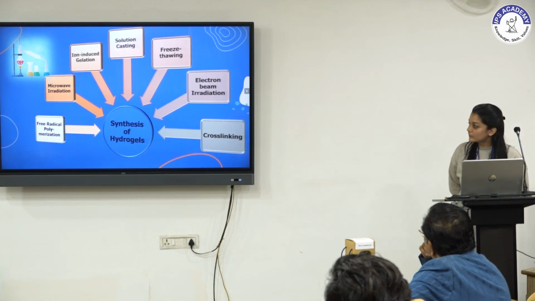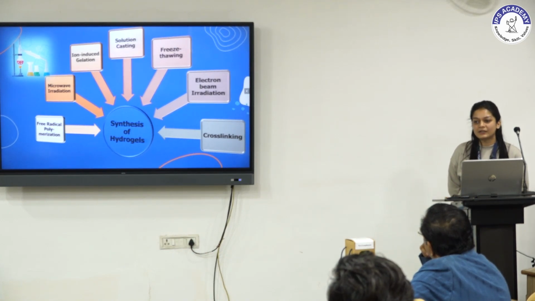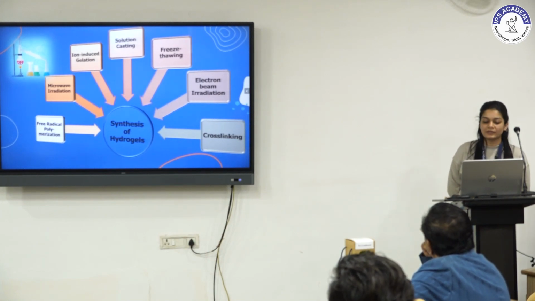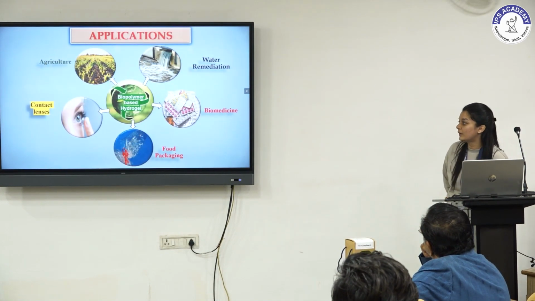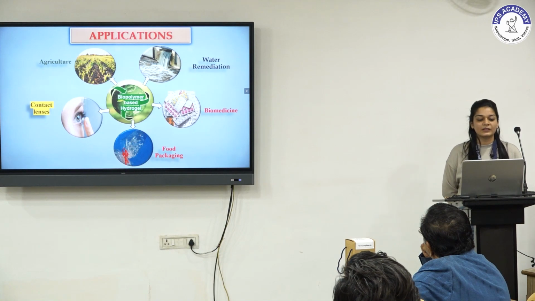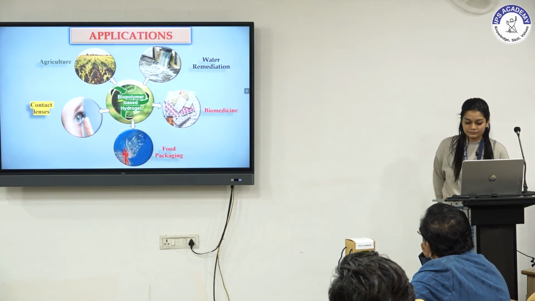These are the methods of synthesis of hydrogels. We can synthesize hydrogel by microwave irradiation, freeze thawing, electron beam irradiation, free radical polymerization, cross-linking, etc. These are the existing applications of hydrogel. We can utilize hydrogel in agriculture, contact lenses, water remediation, food packaging, and biomedicine also.